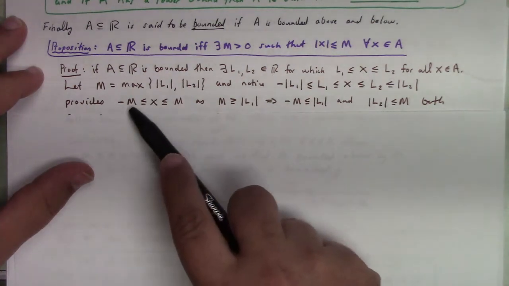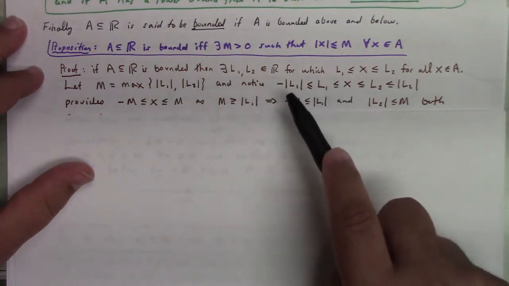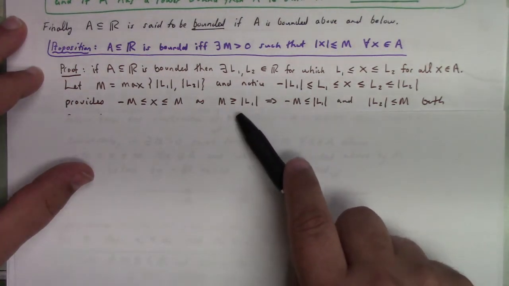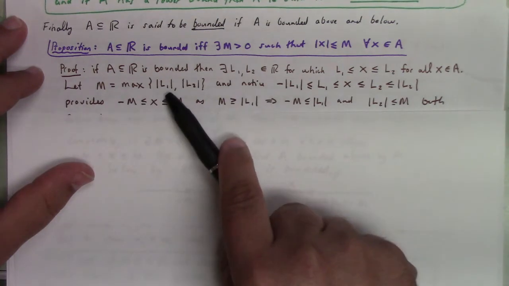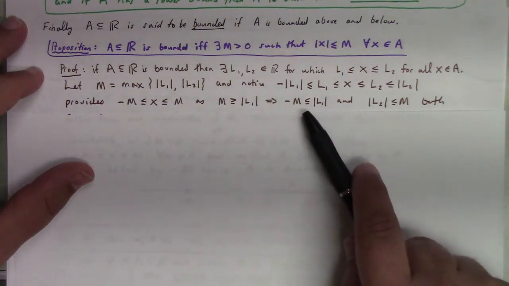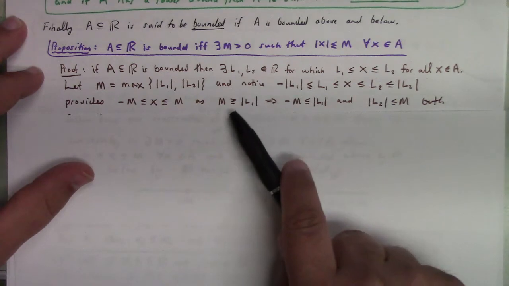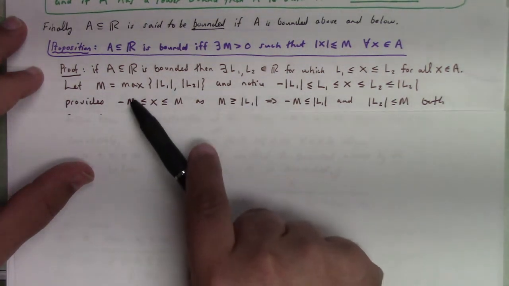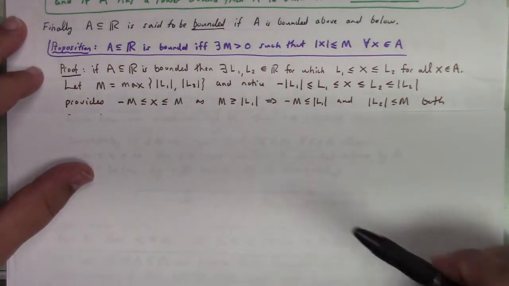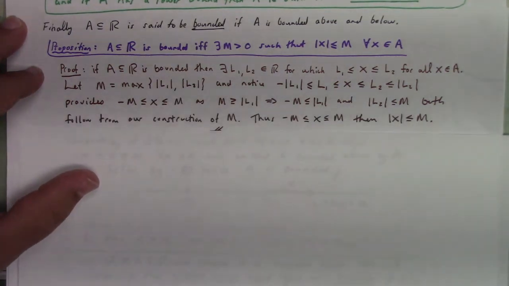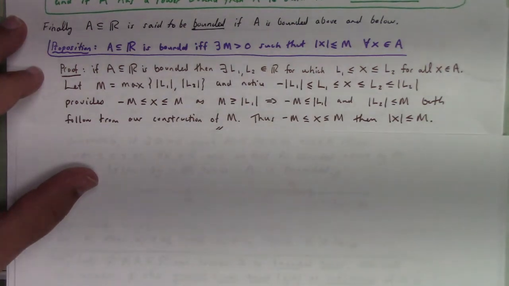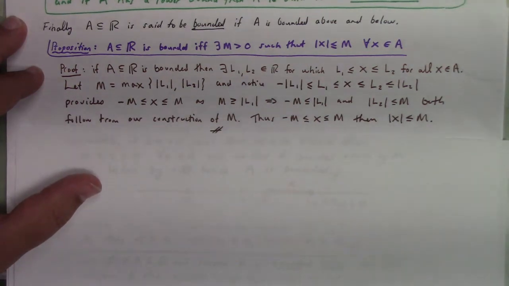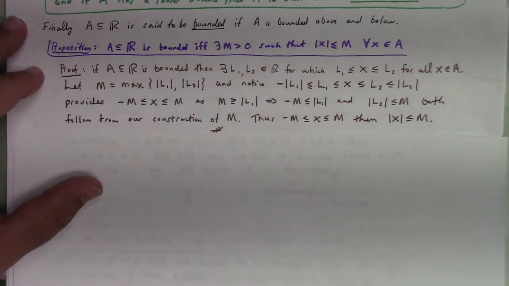I'm explaining why this implies that. We know that m is greater than or equal to the absolute value of L1 because we defined it to be the max of that. And we know that minus m is less than or equal to L1 because of this. We also know that the absolute value of L2 is less than or equal to m because, again, m is the max of the absolute values of L1 and L2. So we have minus m less than or equal to x less than or equal to m, so that shows that this set is bounded both above and below by m.